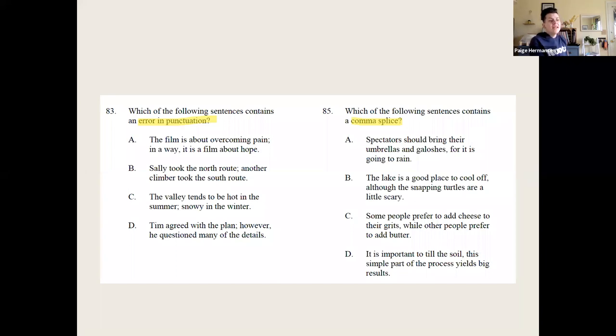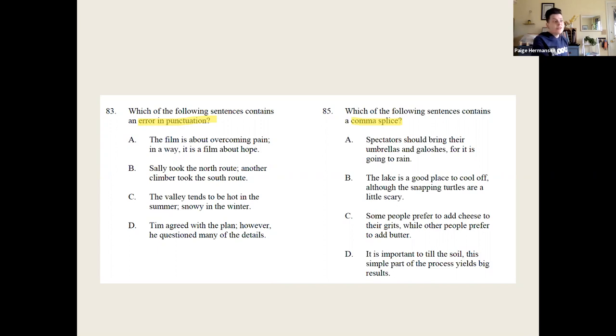B, the lake is a good place to cool off, although the snapping turtles are a little scary. C, some people prefer to add cheese to their grits while other people prefer to add butter, yum. Or D, it is important to till the soil, this simple part of the process yields big results.